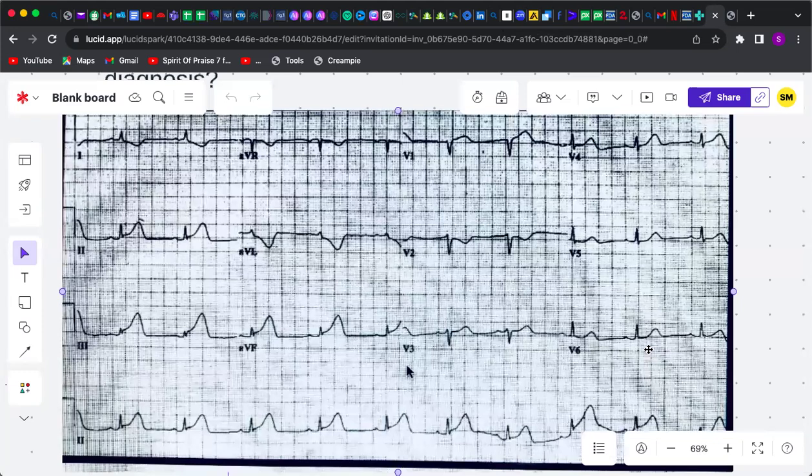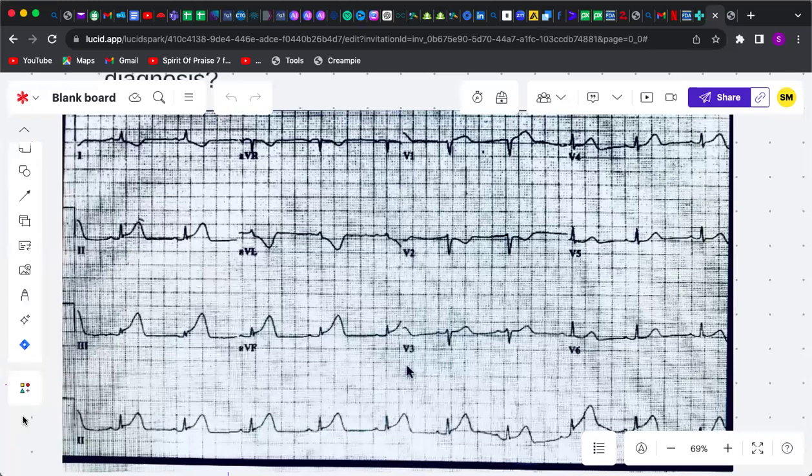But first of all, you have to go through your basics, right? So the basics, like we all know, checking the rhythm, the axis, and the likes. You can do that on your own, but just to glance through this, we can easily see and say that this is a sinus rhythm because there's a P before every QRS complex. So this is a sinus rhythm, right? And we can also see some ST depressions and elevations.